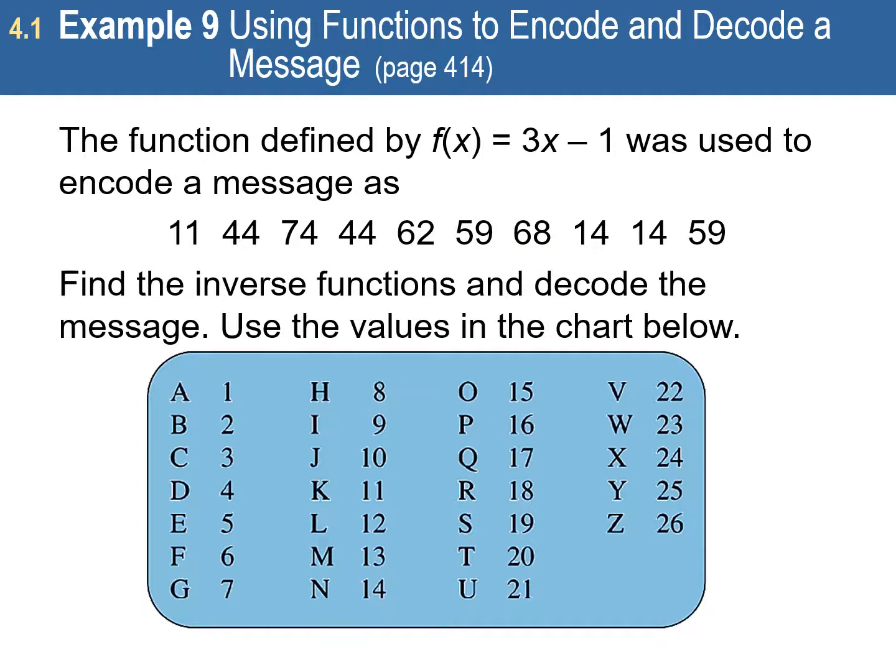Now these are just kind of fun. Suppose I have a message encoded by the function f of x is 3x minus 1. And we encoded a message: 11, 44, 74, 44, 62, 59, 68, 14, 14, 59. And we say you need to find the inverse function and decode the message using the values given. Now we can see the values given: A is 1, B is 2, on down to Z is 26.